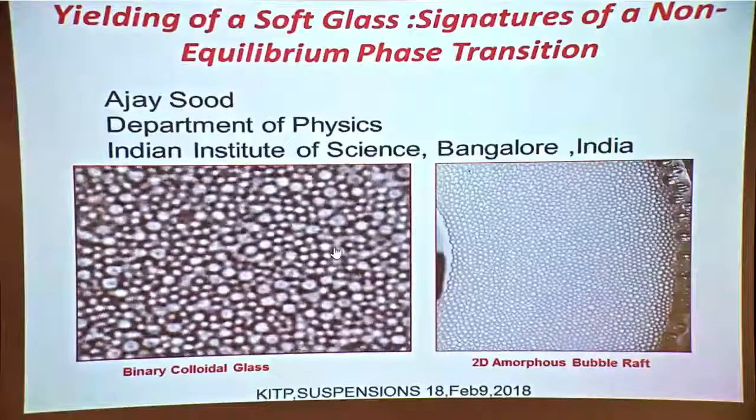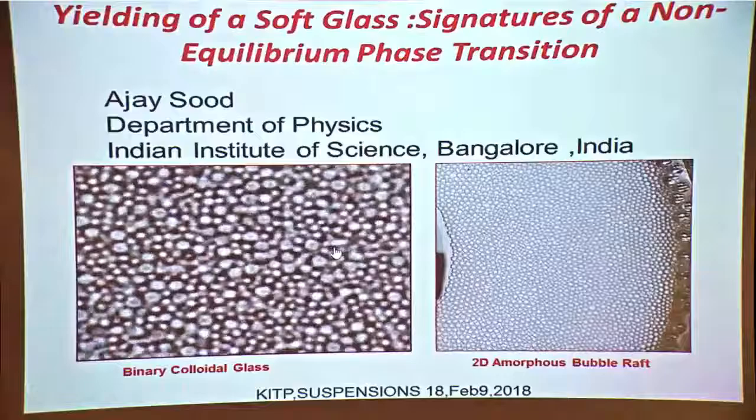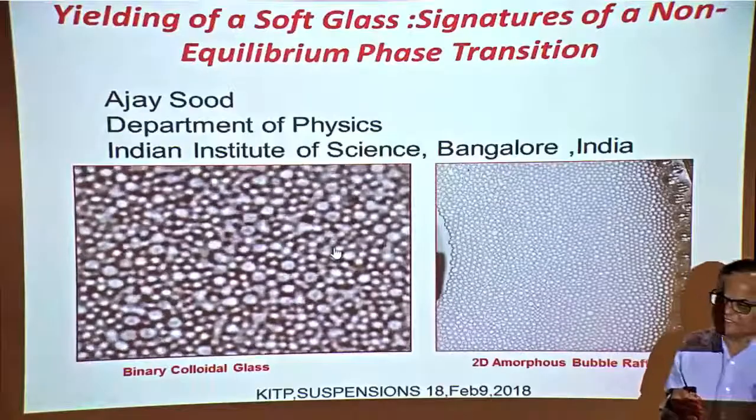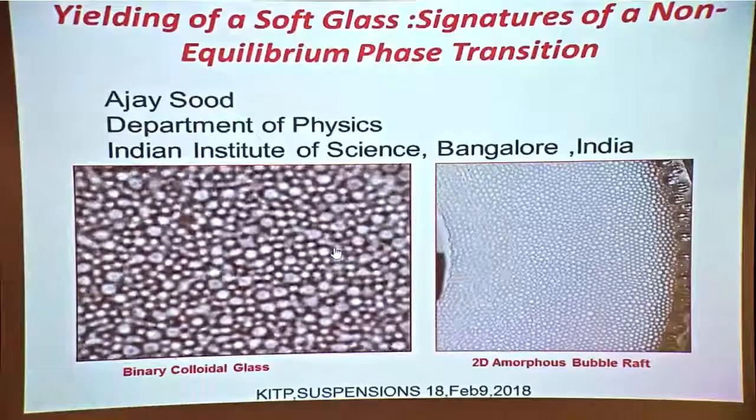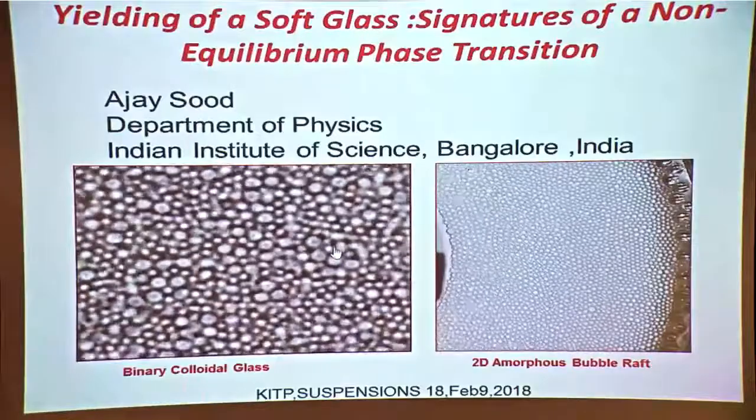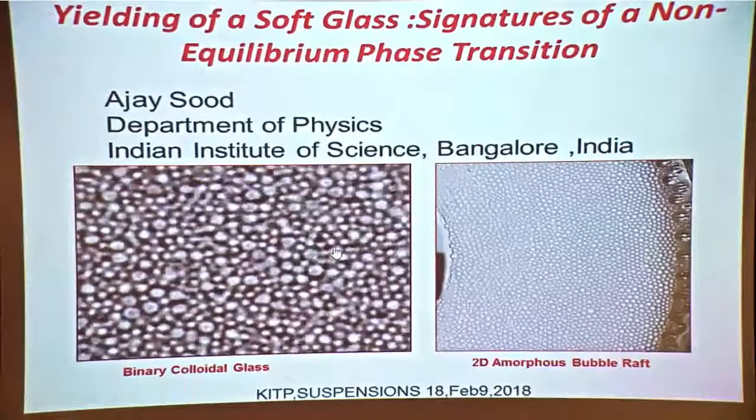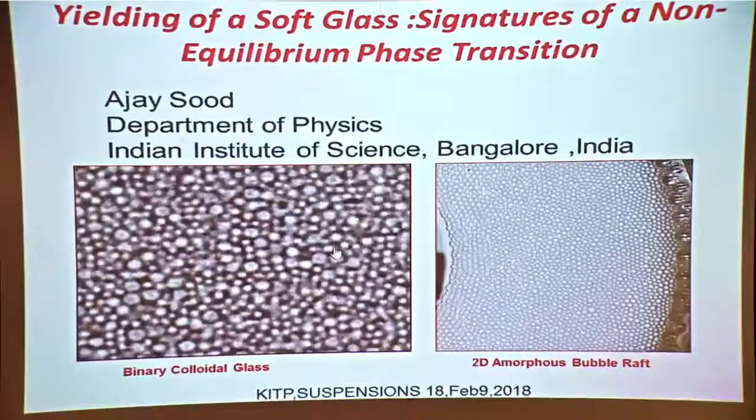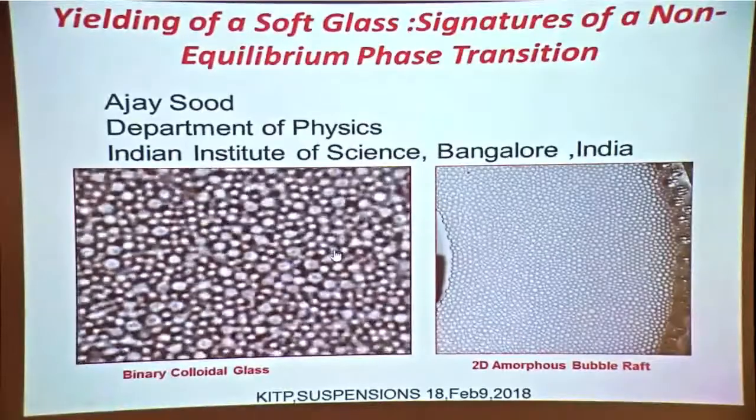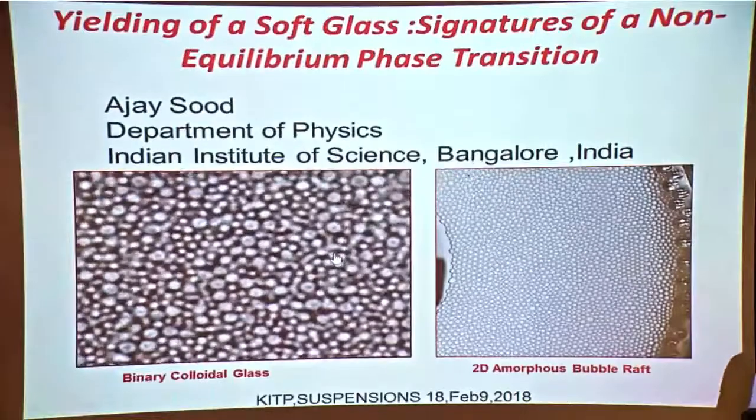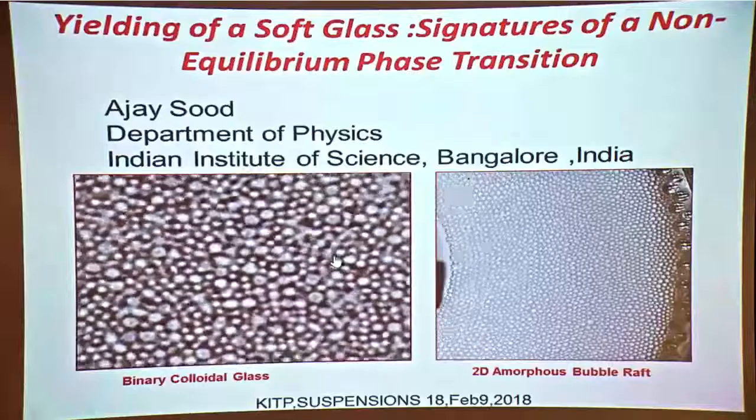Thank you. So this talk is going to address the nature of the yielding transition, an issue which has not been discussed so much in this program. And this talk is woven around our two experiments, one dealing with 3D binary colloidal glass, and the other a 2D amorphous bubble raft. And we will see what is the situation as of now on understanding this yielding transition.